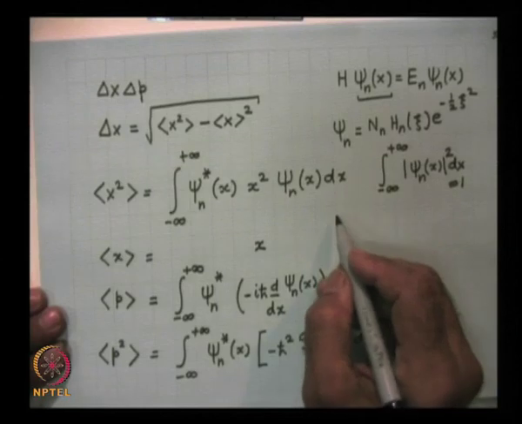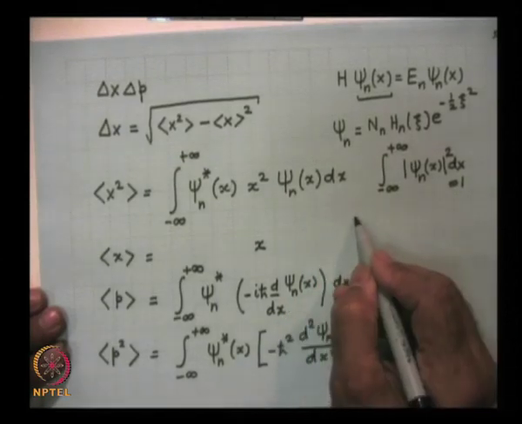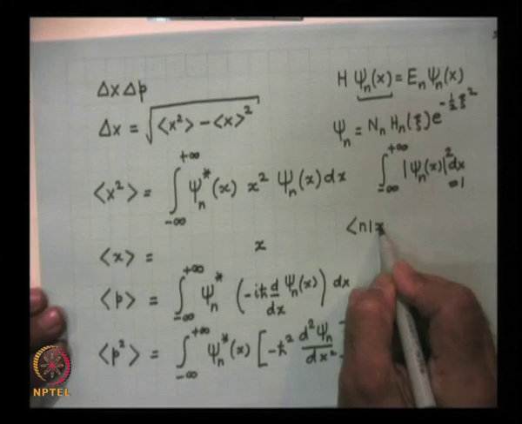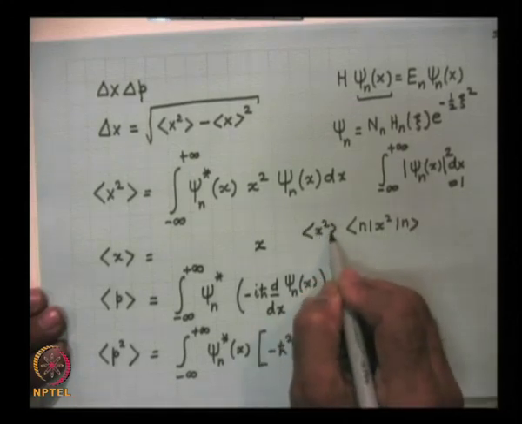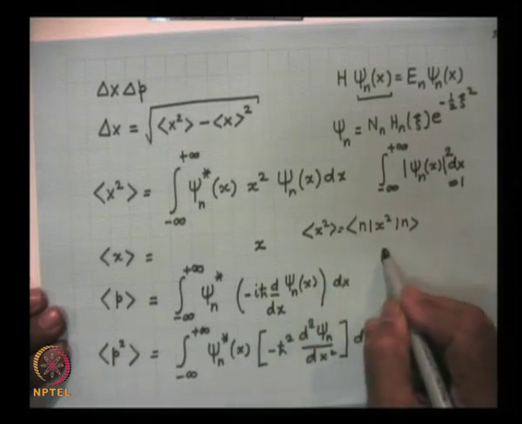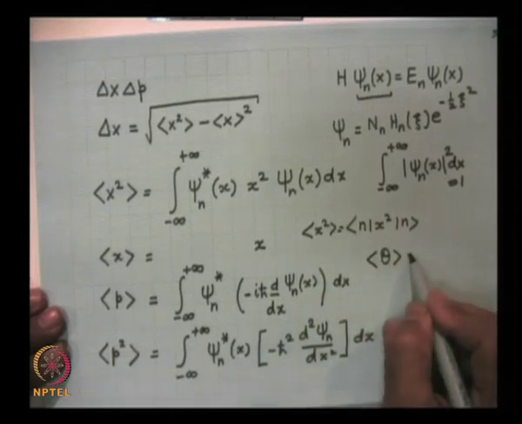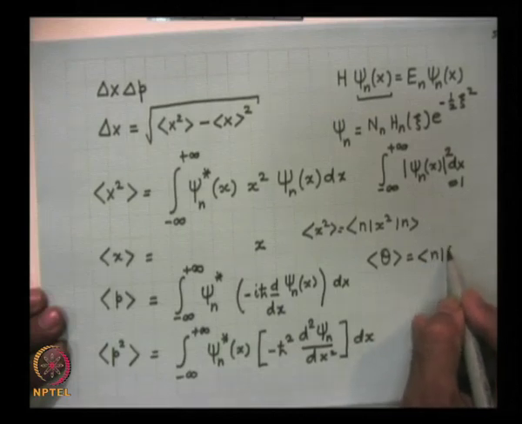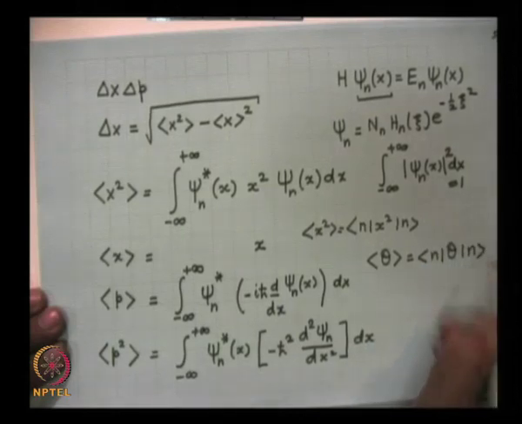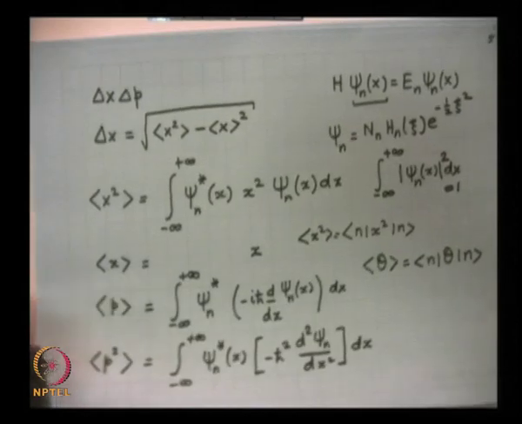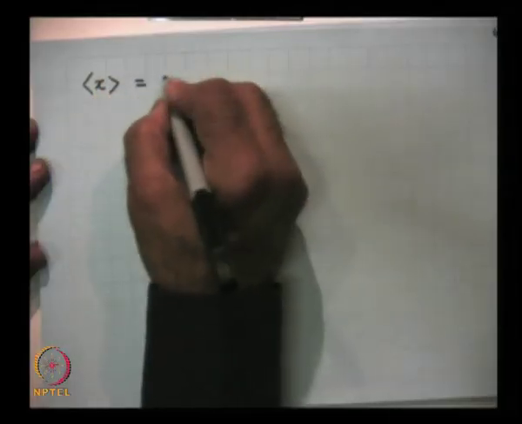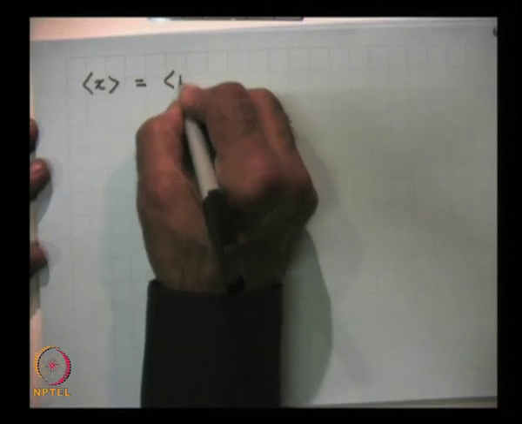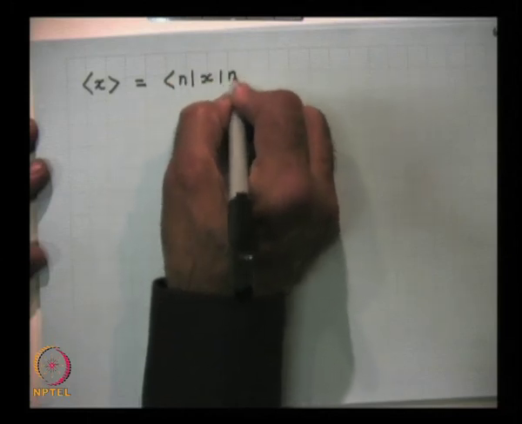What we will do now is to use operator algebra and calculate n x square n. This is my x square. So, for any operator, the expectation value of any observable in the nth state will be n O n. Let me illustrate this. First of all, let me calculate what is x average. X average, the average value of x, will be n x n.